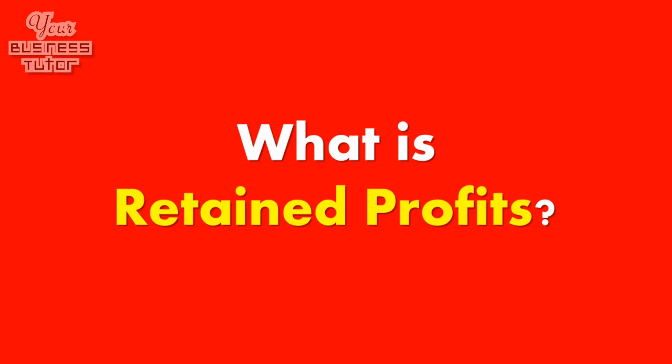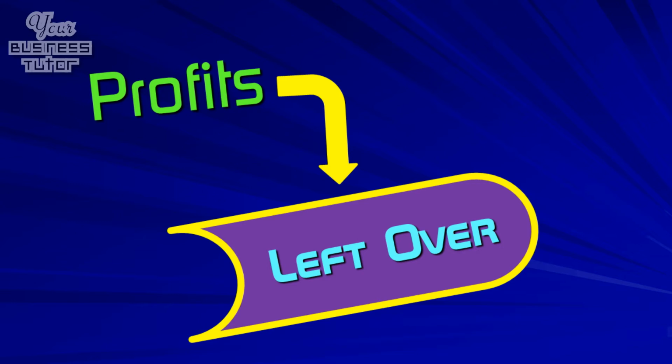Okay, let's now turn to look at a source of finance that overcomes the problems identified with bank loans and commercial mortgages by asking, what is retained profits? Retained profits describes the money that an organisation has left over at the end of the year after it has paid its taxes and the owners have taken their share.